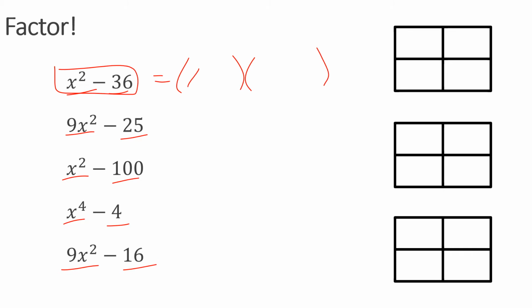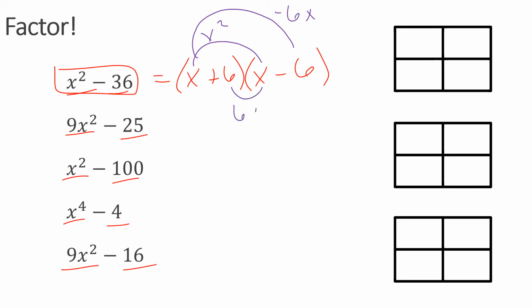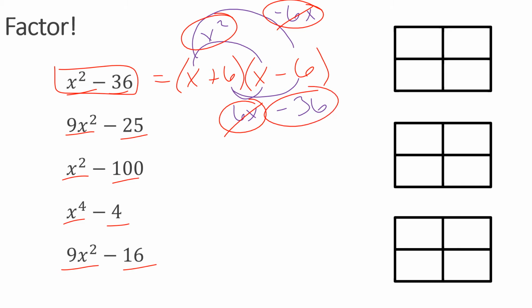So for this first one, it would just be x plus 6, x minus 6. And if I were to check this and start distributing, x times x is x squared. X times negative 6 is negative 6x. 6 times x is 6x. And 6 times negative 6 is negative 36. So these two middle terms combine together and cancel out, and I'd be left with the x squared and the minus 36.